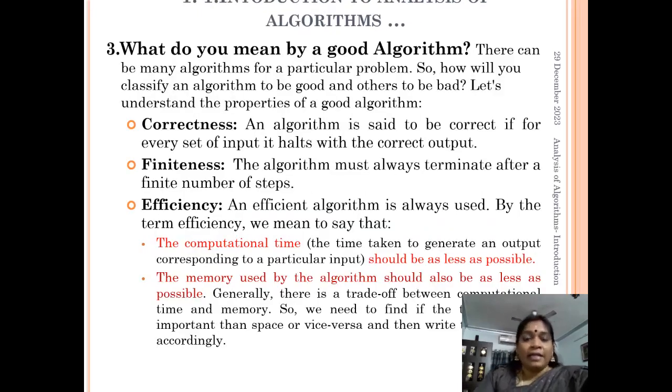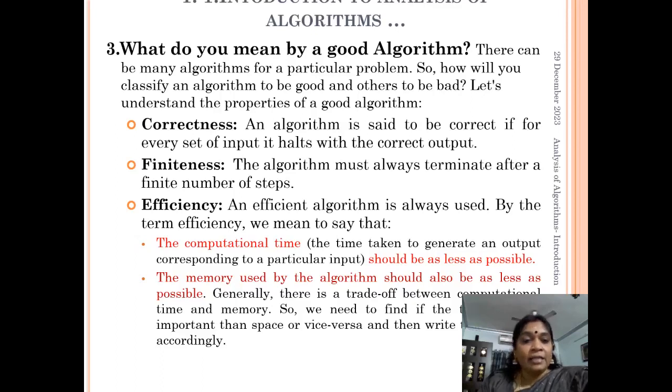There can be many algorithms for a particular problem. So what we want to do is select or classify an algorithm to be a good one. Let us understand the properties of a good algorithm. The first property is correctness. An algorithm is said to be correct if for every set of input it produces the correct output.